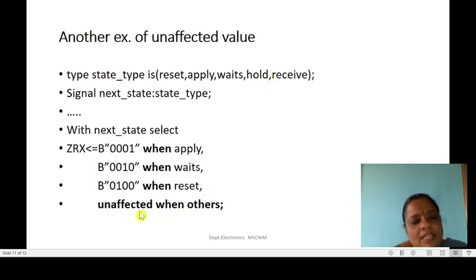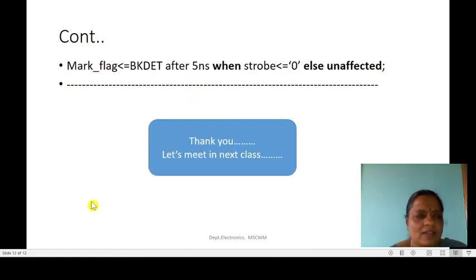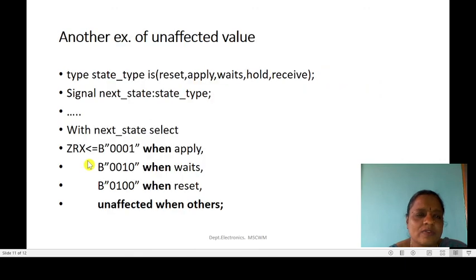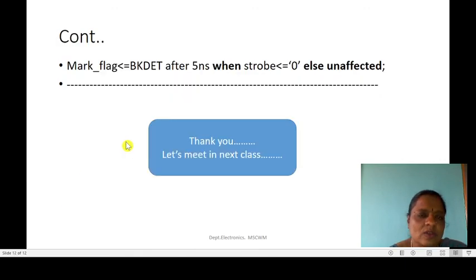But here what happens? Unaffected means it remains in the previous value. Whatever your target value is, that is present. That is nothing but the unaffected. So here another one is there, that is mark flag. Else unaffected. So if you have selected any other things, then also it is unaffected. Like that, the continuation is there for that one.